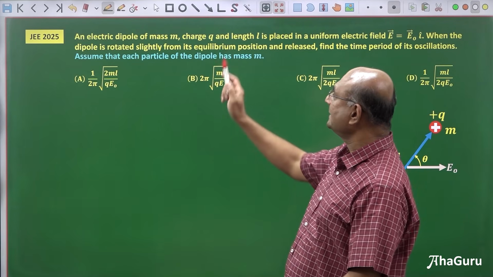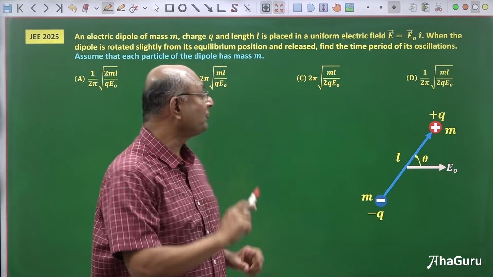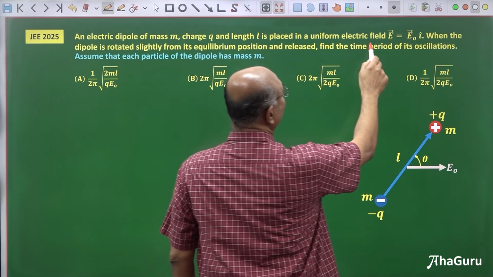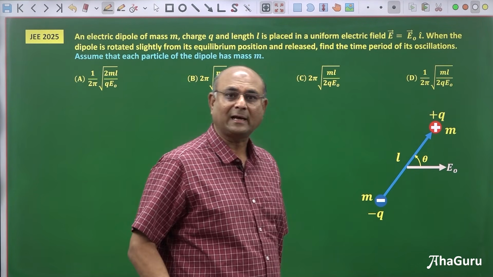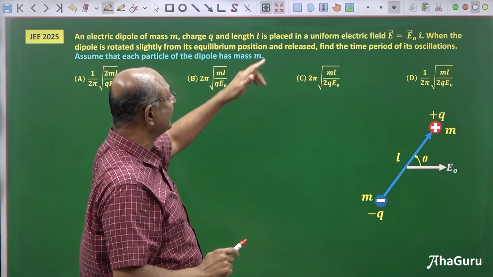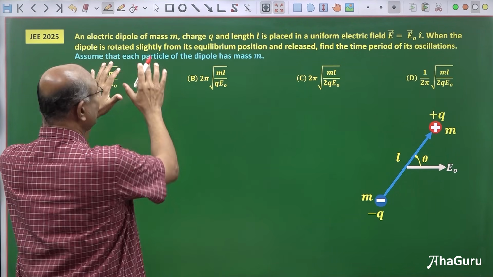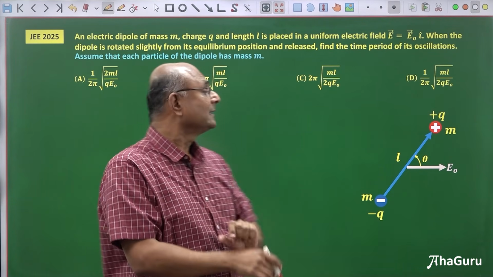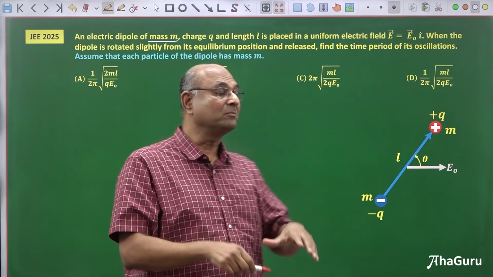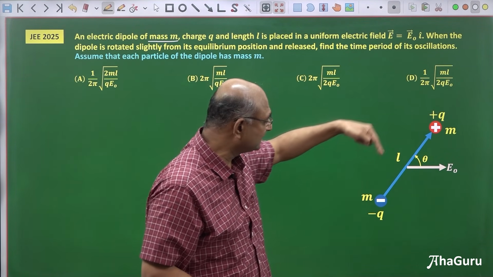Let us now look at this question that appeared in the JEE in 2025. An electric dipole of mass m, charge q and length L is placed in a uniform electric field E, which is E naught i cap. When the dipole is rotated slightly from its equilibrium position and released, find the time period of its oscillations. Now, this question is not very clear, okay? They say that the dipole has mass m, but actually you need to assume that each of the particles of the dipole has mass m. This has mass m, this has mass m.